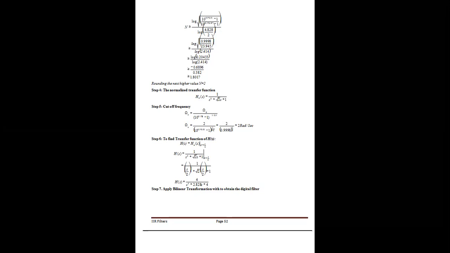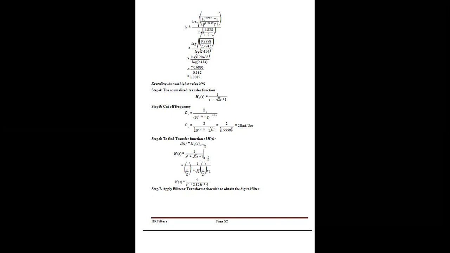So what is the normalized transfer function? We know that H_a(s) is equal to 1 by s squared plus root 2 s plus 1. And then we have to find the cutoff frequency, which is Ω_c = Ω_p divided by (10^(0.1α_p) − 1) to the power 1/2N. By substituting all that, we find the cutoff frequency is 2 radian per second. That is the fifth step.